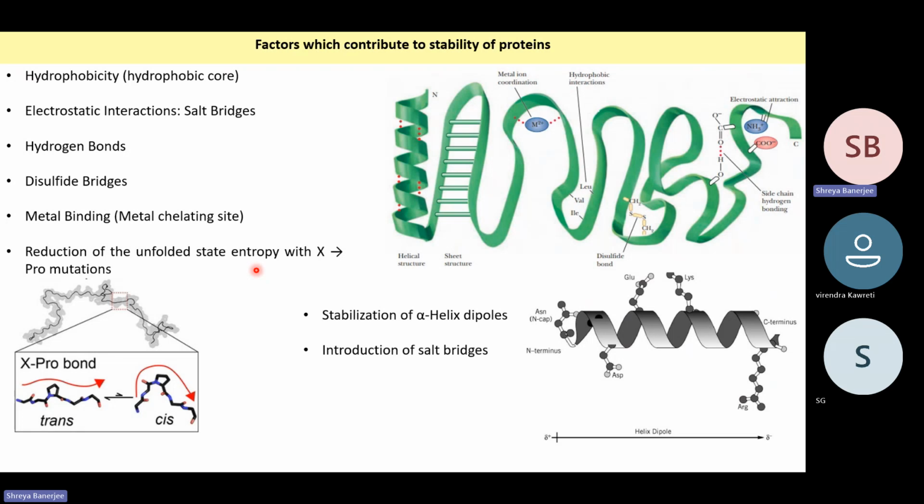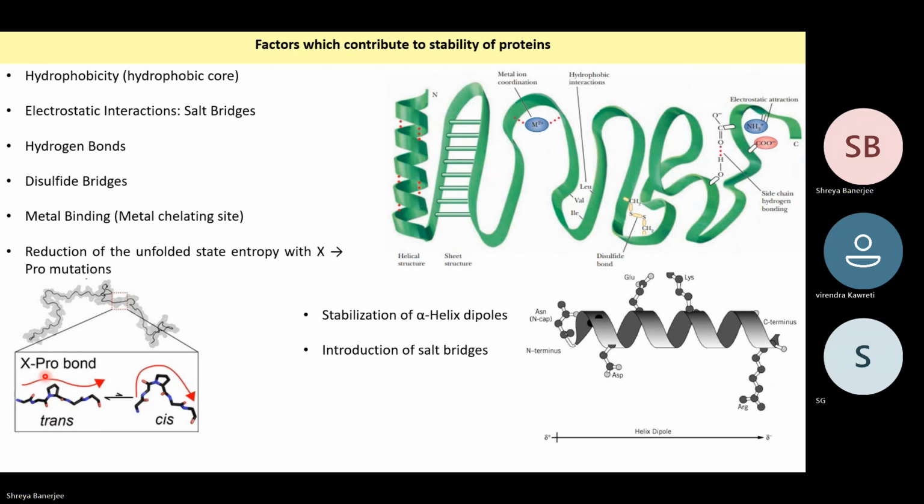Another can be reducing the unfolded state entropy by mutating some amino acid residue to proline. So we know that whenever a protein is folding from the unfolded to the folded state, entropy is lost. So thermodynamically, entropy is lost when a protein is folding.